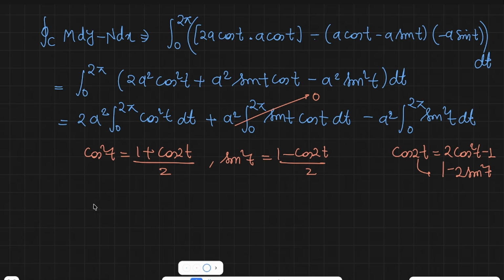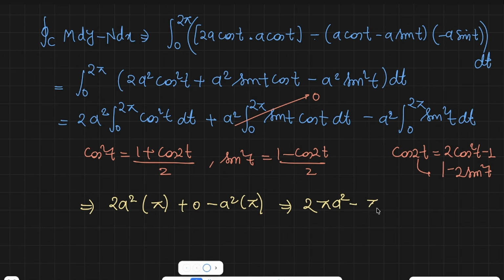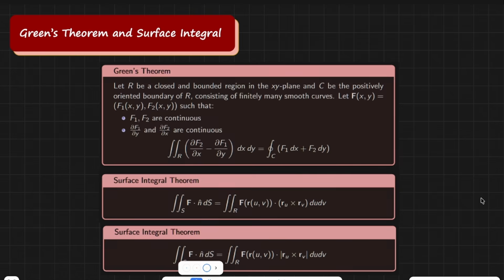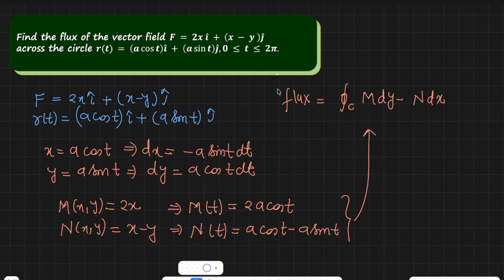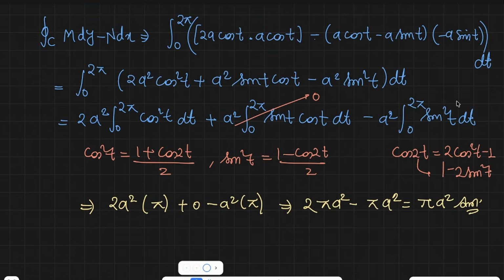So when you solve this completely, this will be 2a square into pi plus 0, or sorry, minus a square into pi. So this is basically 2 pi a square minus pi a square, and that is going to be pi a square. This will be the answer of this integral. Okay, this is how you can solve this. You replace and then apply this formula, and then you get the answer. Okay, next, this was related to the flux. Every time you have to apply this flux formula, and then solve.